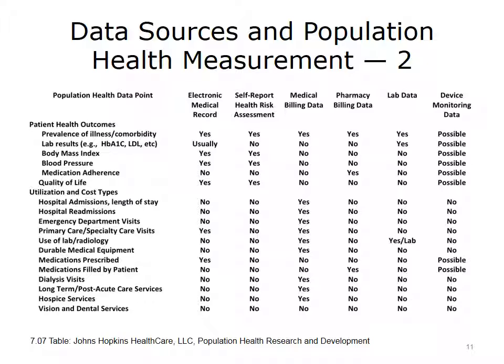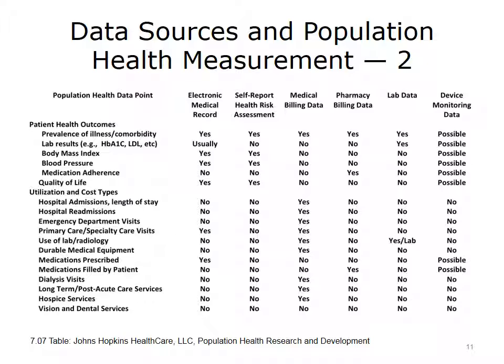Now, what we cannot get from electronic medical record data, generally, is information related to hospital admissions, lengths of stay, readmissions, or emergency department costs and utilization. We can generally get primary care and specialty care data, lab and radiology utilization, though often not costs. Prescribed medications, yes, but not medications that have been filled by the patient. Dialysis visits, post-acute care, hospice services, and vision and dental services are often not recorded in an electronic medical record.